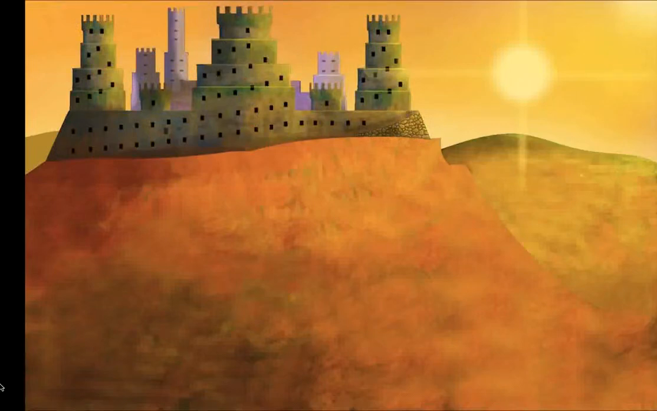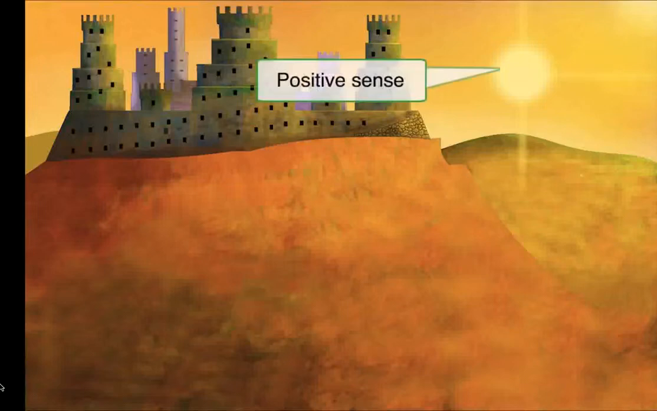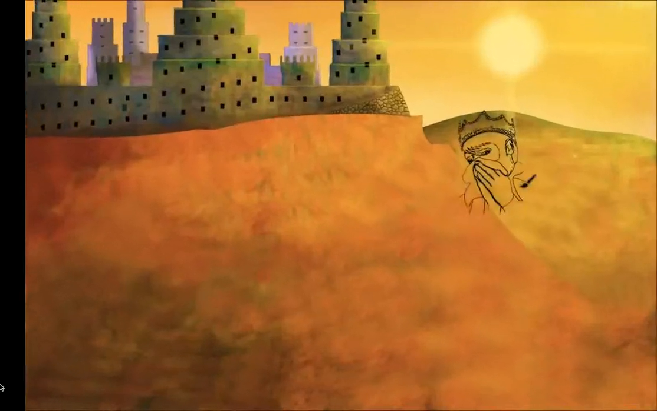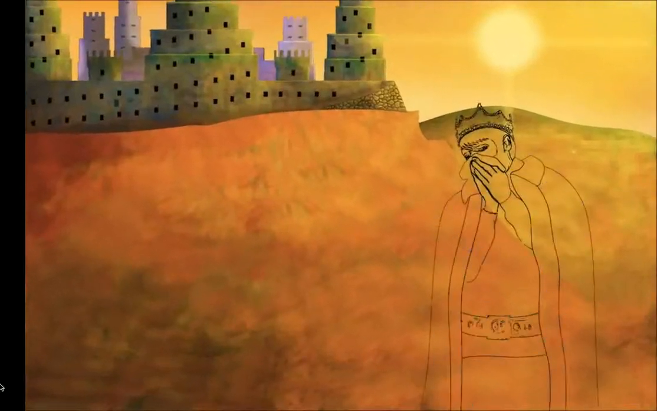The daytime setting is to help you remember that this is a positive strand virus, because sunny equals positive. And additionally, the rolling hills are golden yellow, a warm color, which tells us that coronavirus is an RNA virus. Now, we're going to draw in the king up front with his corona crown.